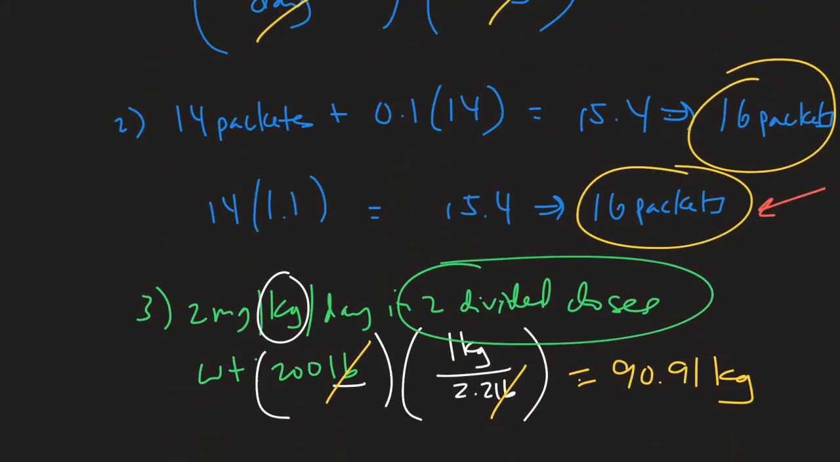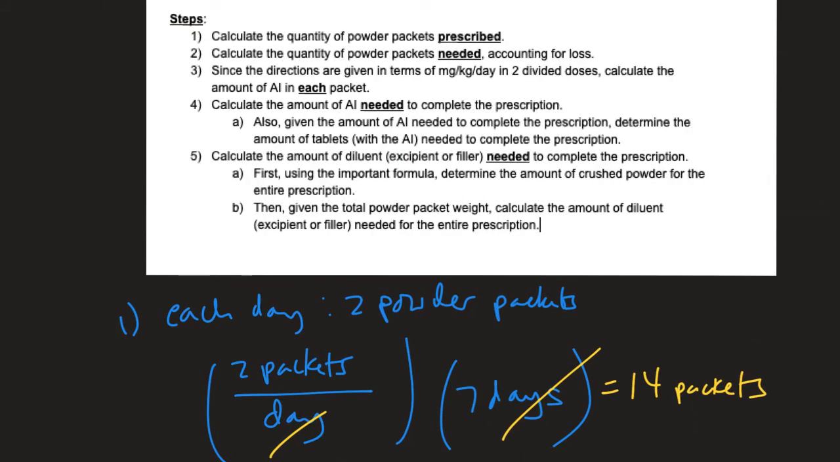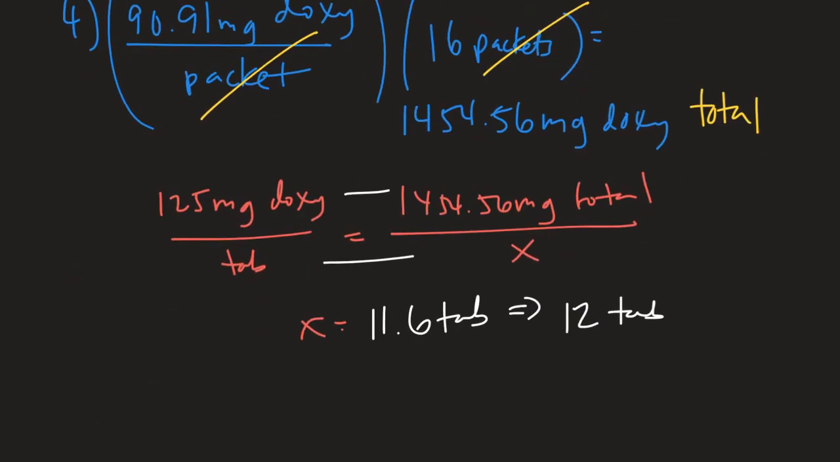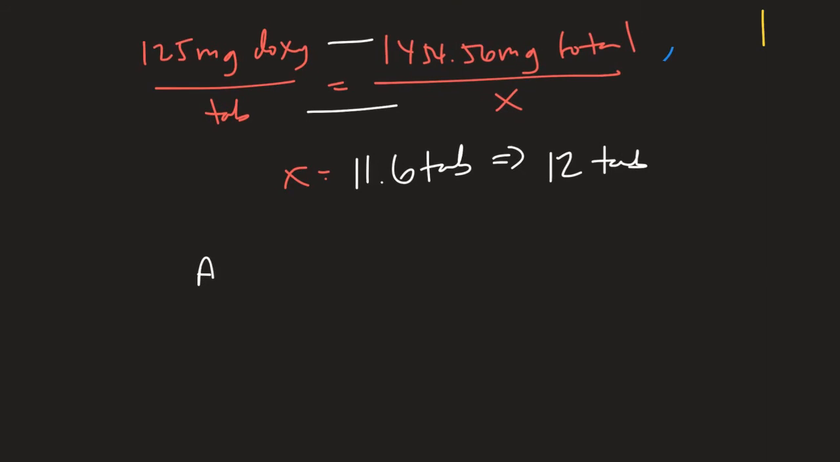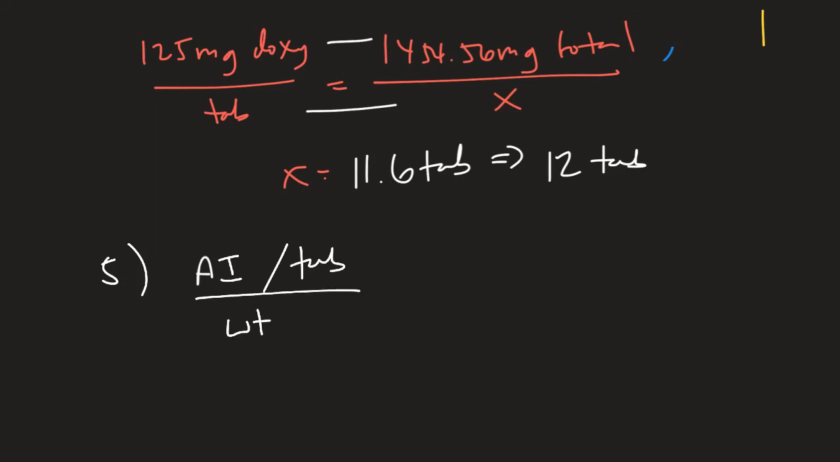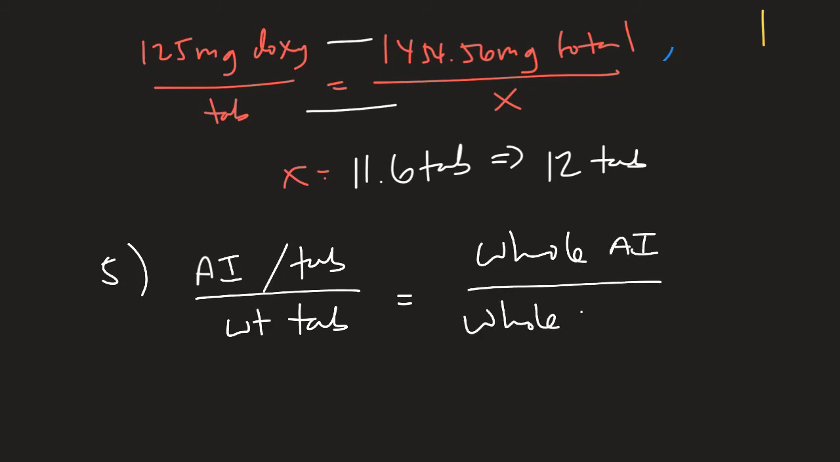So step 5, we're going to calculate the amount of diluent needed to complete the prescription. So first, we're going to use the important formula again. And that's the amount of AI per tablet divided by the weight of each tablet. So part over part equals whole AI, or whole over whole. So whole AI over whole weight of the crushed powder.